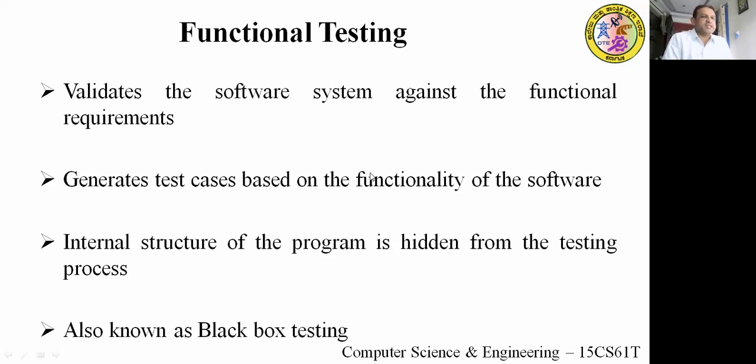For example, you have written a program to calculate the results of a particular student. The result should be based on the percentage: 75% and above is distinction, 60 to 75 is first class, and so on. So the purpose is to calculate the result, and that is what we are going to test. That is what we call functional testing. It validates the software system against the functional requirements, and it generates the test cases based on the functionality of the software.